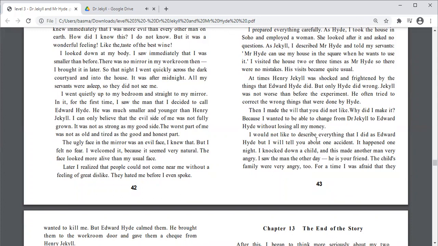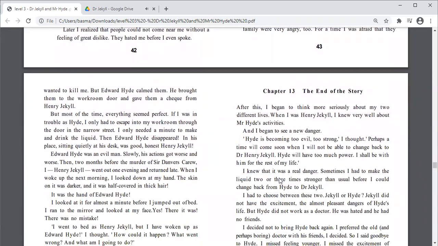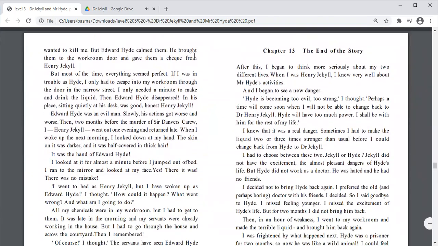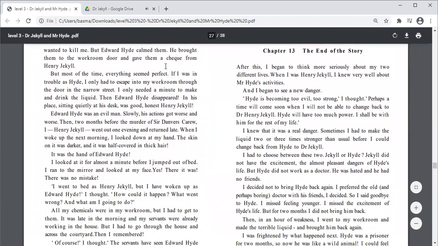I would not like to describe everything that I did as Edward Hyde, but I will tell you about one accident. It happened one night. I knocked down a child, and this made another man very angry. I saw the man the other day. He is your friend. The child's family were very angry too. For a time I was afraid that they wanted to kill me. But Edward Hyde calmed them. He brought them to the workroom door and gave them a cheque from Henry Jekyll. But most of the time, everything seemed perfect.